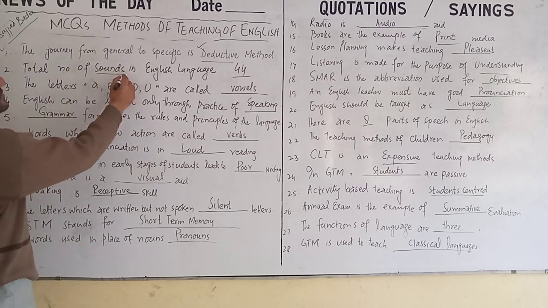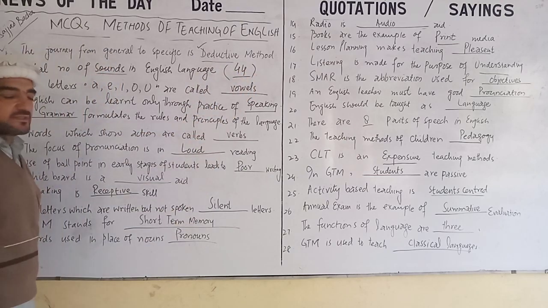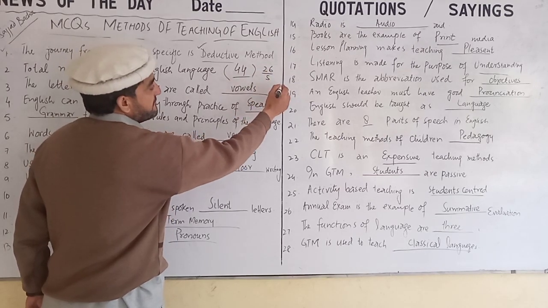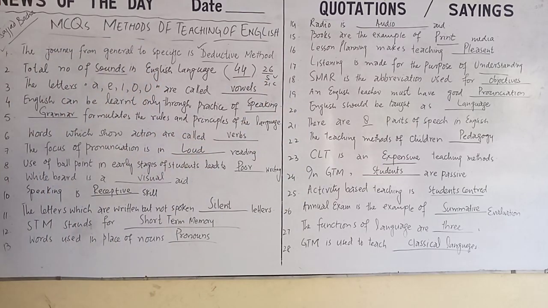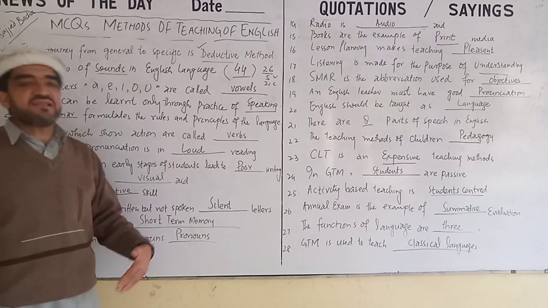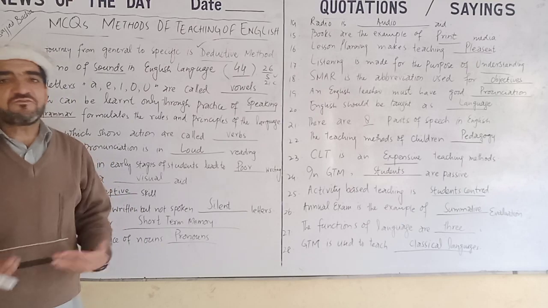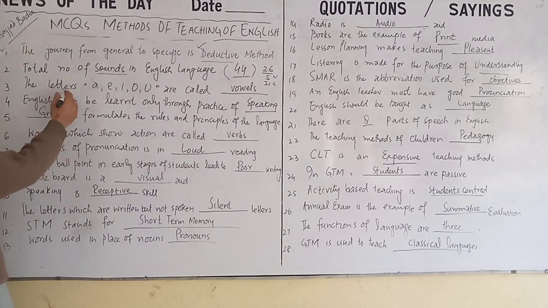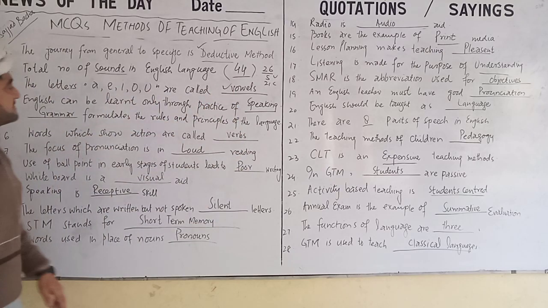The total number of sounds in the English language is 44. The total number of letters is 26. 5 are vowels and 21 are consonants. So these 26 letters, when divided into strong form and weak form, increase the number of sounds from 26 to 44. The letters A, E, I, O, U are called vowels.